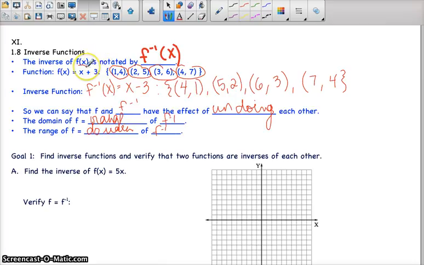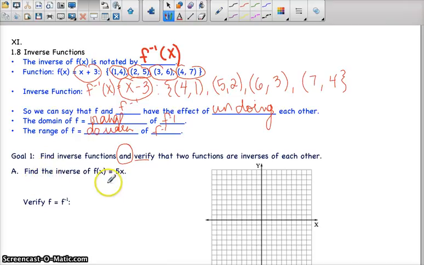So inverse functions, the actual equations should undo each other. If we undo adding 3, we undo that by subtracting 3. To undo subtraction of 3, we add 3. And then we can also say that the domain becomes the range and the range becomes the domain. So the ordered pairs switch. So our first goal after that brief discussion is to find the inverse functions and verify that the two functions are inverses of each other.